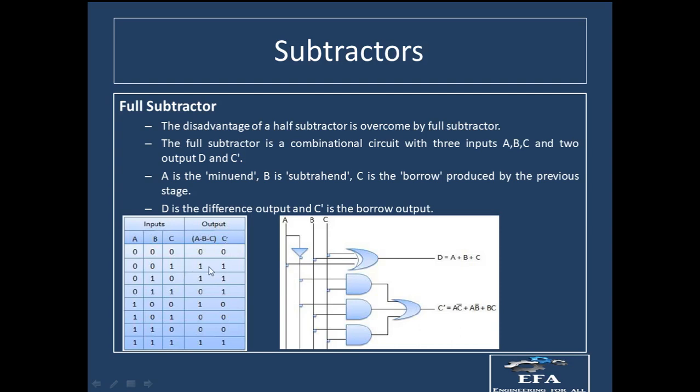So let us see how this subtraction will happen. You can see over here we have 0 minus 0 minus 0. So the difference is 0 and the borrow is also equal to 0. In the second case we have 0 minus 0 equal to 0, then 0 minus 1. 0 minus 1 is not possible, so we need to have a borrow. So borrow will be equal to 1, and 0 minus 1 gives output equal to 1. Now 0 minus 1 is equal to 1 with a borrow, so again we have a borrow at this place, and 1 minus 0 is equal to 1.